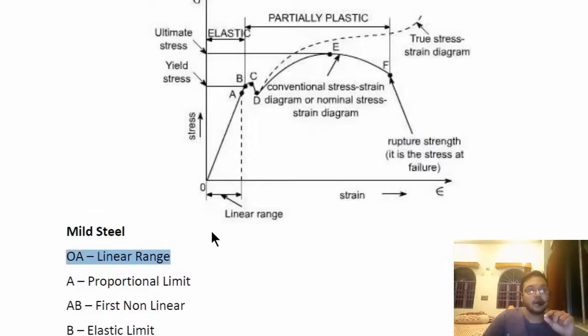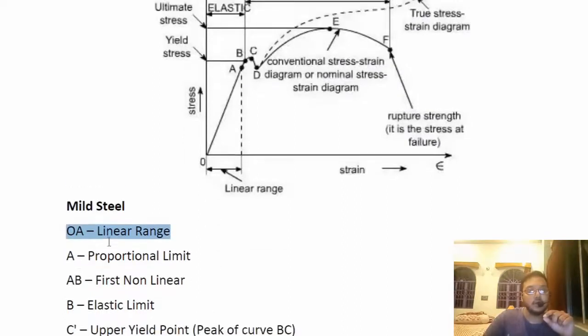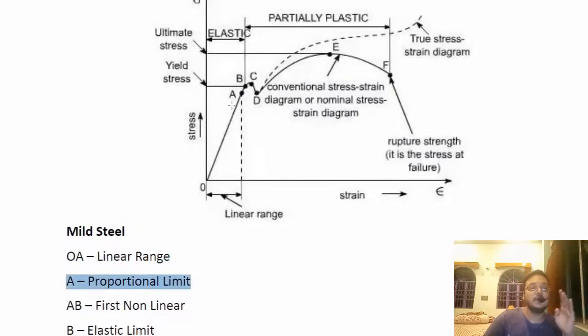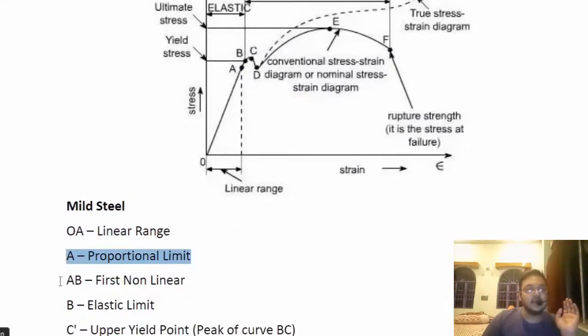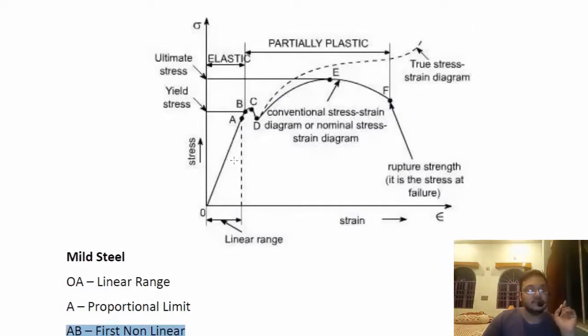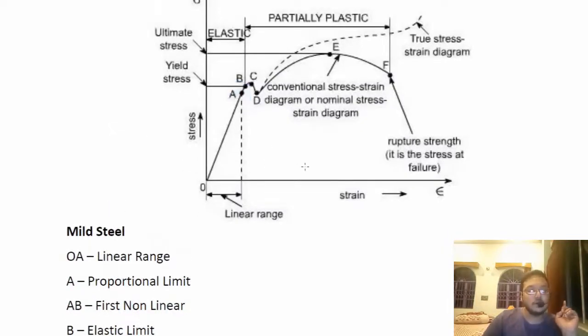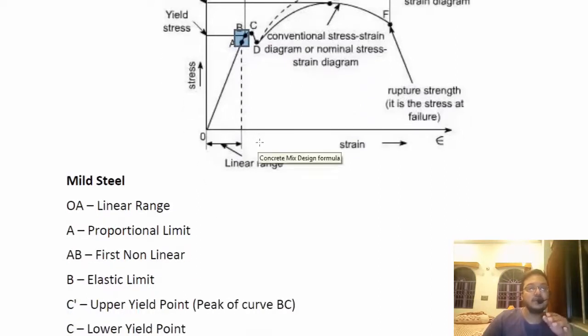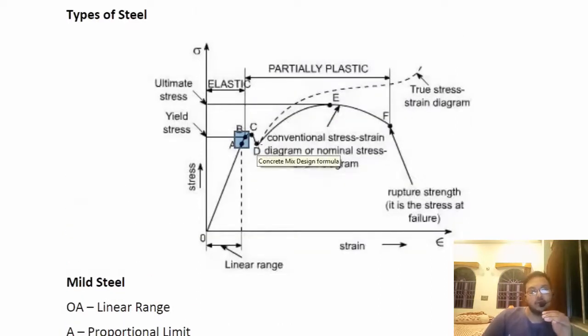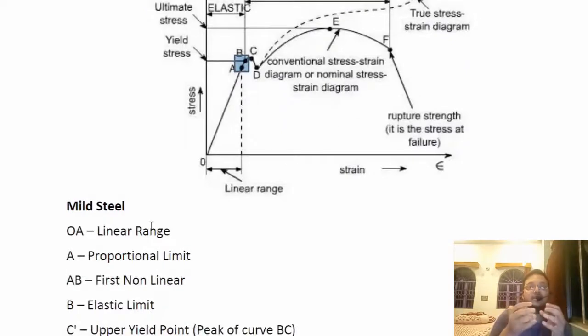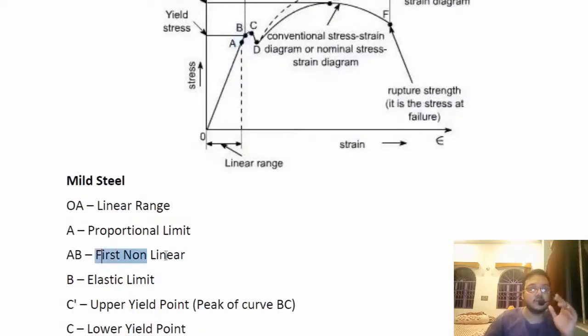So the first part, that is OA, is the linear range of our stress strain curve. A is the proportional limit, and AB is the first non-linear portion of this graph. It is where the stress is not directly proportional to strain, and it goes towards yielding. Yielding means that its breakage somewhat starts; you can say that deformation somewhat starts for that particular steel.